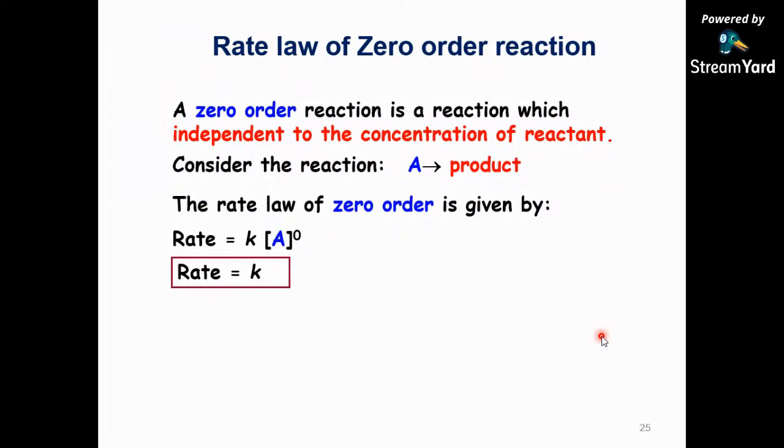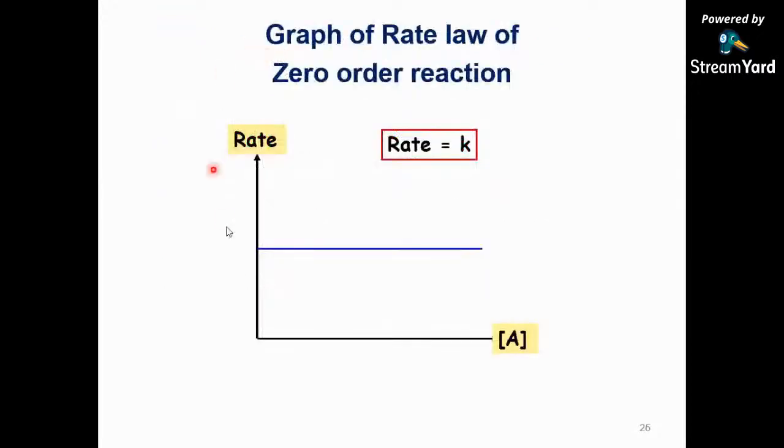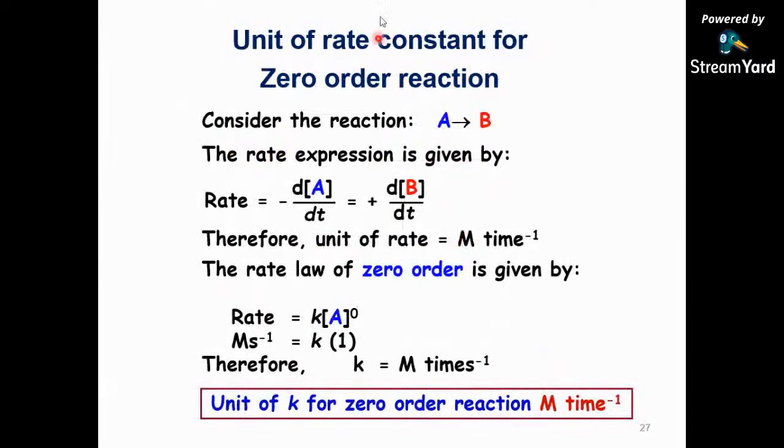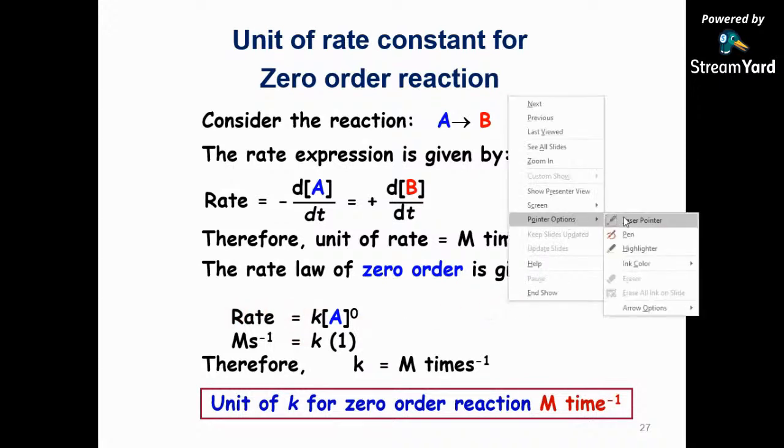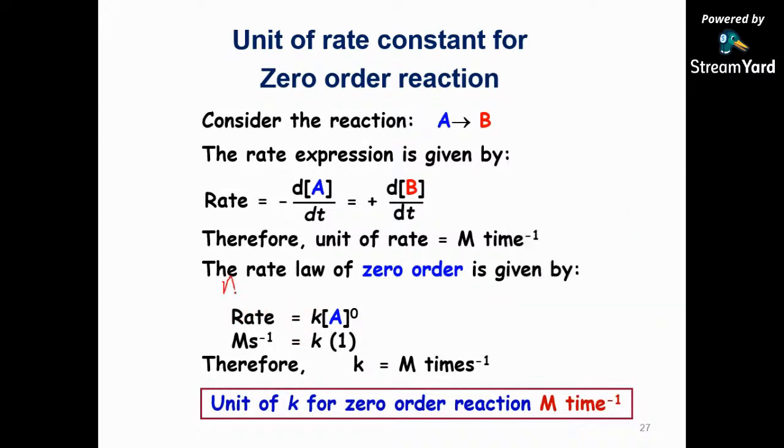So for this one, explained already, it is to the power of 0, so it does not depend on the concentration. That's why rate equals k. This is the graph, rate versus concentration, constant because it's not affected. Zero order. If you still remember, what is the unit of the rate? The unit of rate is molar per second.